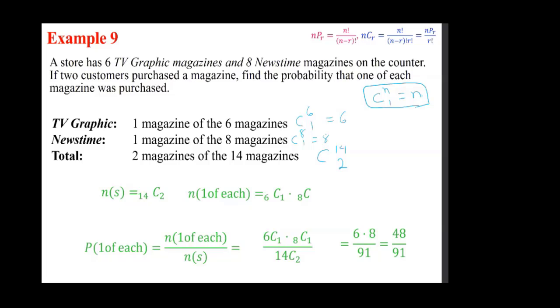Just for the sake of argument, if you need to see the denominator, combination of 14, 2 is 14 factorial over R, which is 2 factorial, times N minus R, which is 14 minus 2, or 12 factorial. So I hope you see that the top would be 14 times 13 times 12 factorial. The 12 factorial drops. 14 and 13 divided by 2 factorial. 14 divided by 2 is 7, and you can easily calculate. We're going to go to the next example.